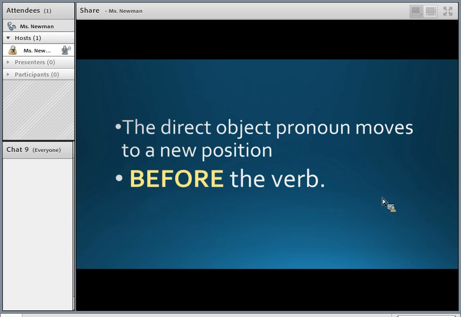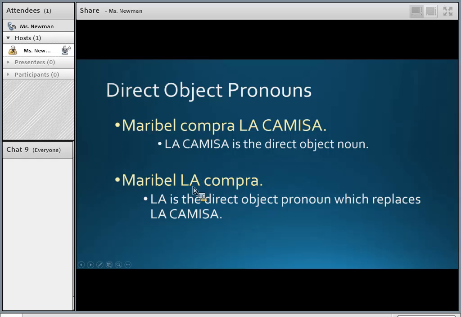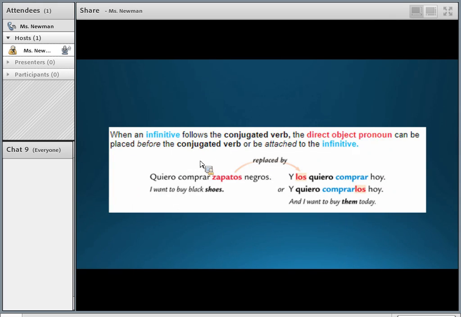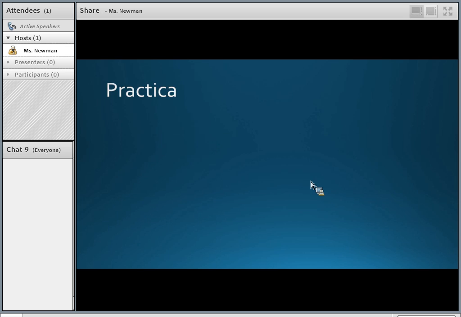So in the previous example here, notice this one, la compra, it comes before the conjugated verb. That's where the pronoun goes, before that verb. Just in some cases, there's going to be a conjugated verb and then an infinitive verb, right? So in that case, it has two options. But if you're unsure, just put it before that conjugated verb every time. That works just fine.